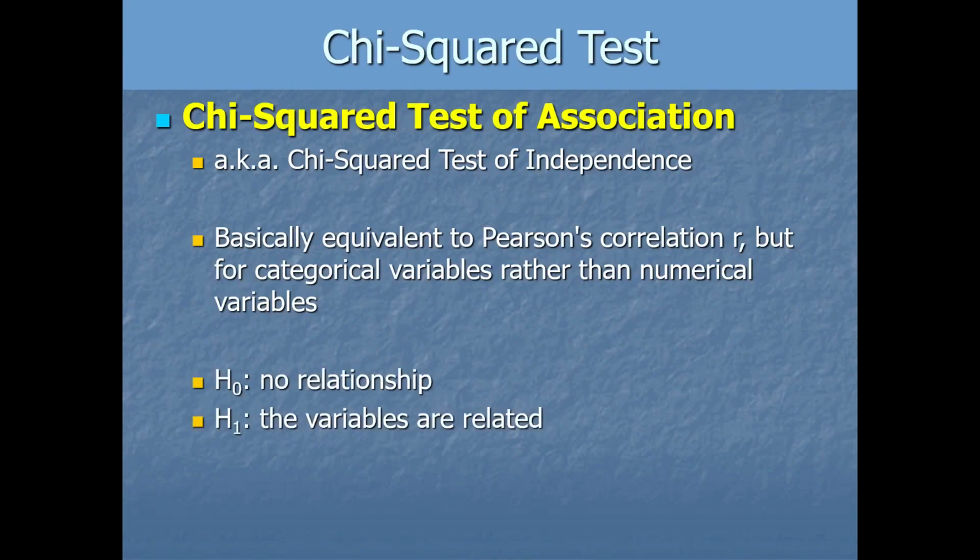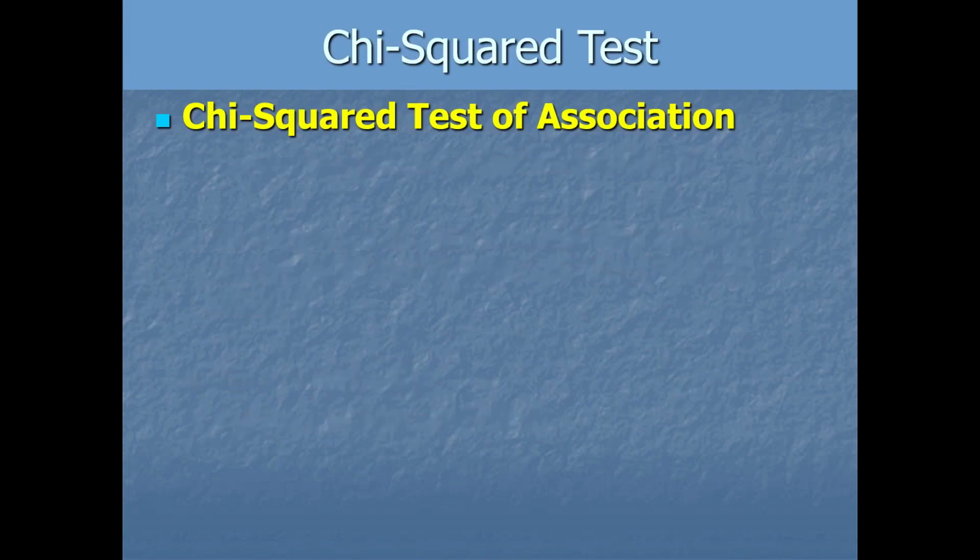And the null hypothesis for something like this is just that there's no relationship or connection between the two variables. Whereas the alternative hypothesis would be the opposite of that, as always. So it's that the variables are related. They are correlated. They are connected in some way.